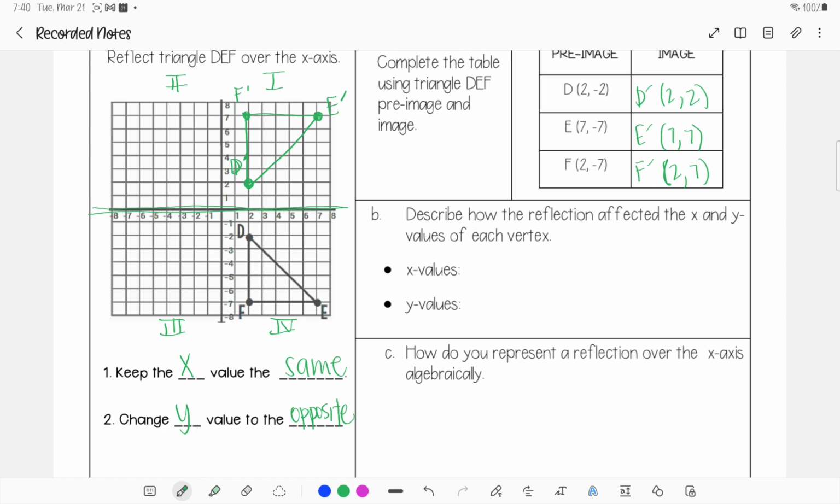So when we did this, when we flipped this, it says describe how reflection affected the x and y values. When we went over the x-axis, our x values stayed the same. But our y values became the opposite. So change to the opposite.